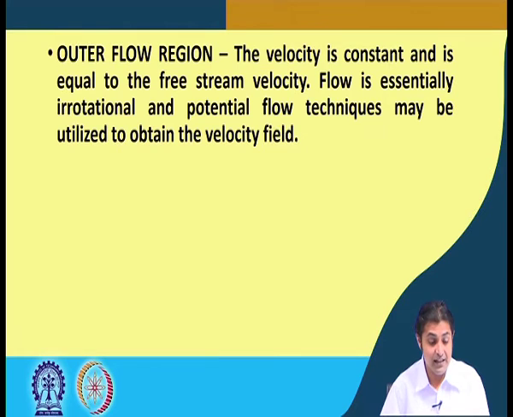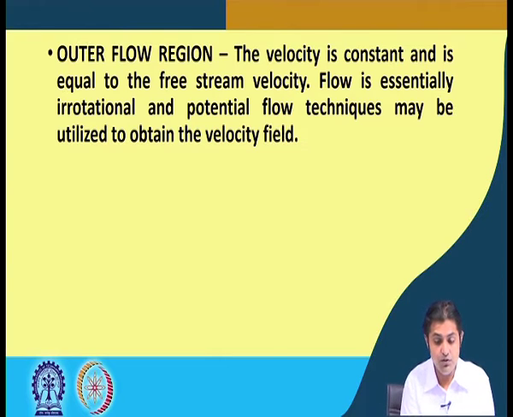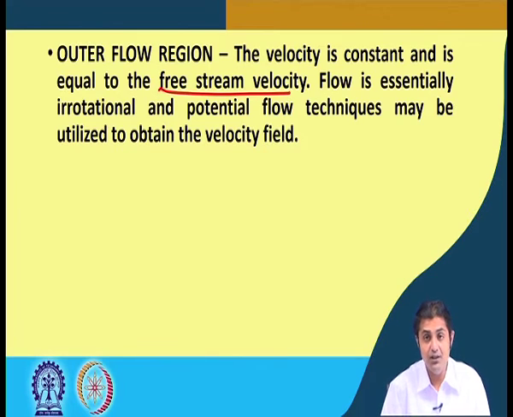Then the second region is called the outer flow region. The velocity is constant here and is equal to the free stream velocity. As I told you in the initial slides, above this boundary layer the velocity will not be affected; it will be the same as the free stream velocity, whatever velocity the flow had before. So all the phenomena are happening in this boundary layer.